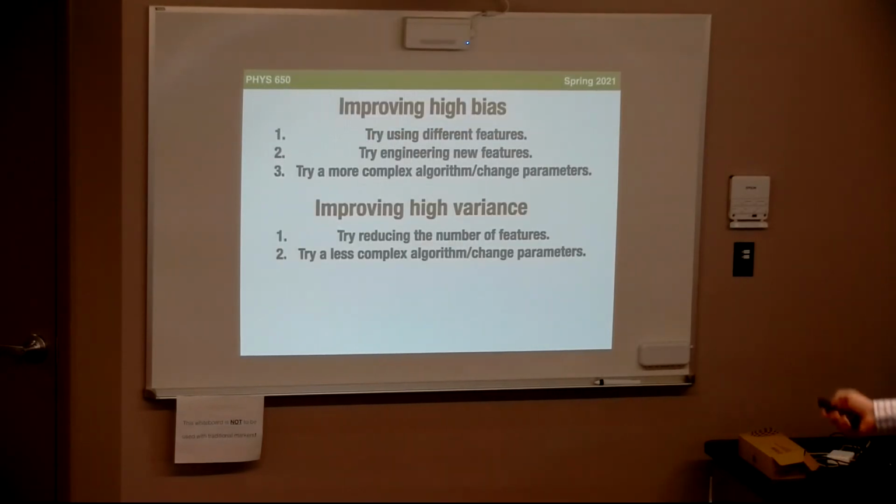So improving from high bias, try different features, try engineering new features, try more complexity. You can add complexity. There's still room. That's how you should see it. Test and training agree, like their chi-squares agree, their recall and their precision agree, but they're not great. But so you can say, well, I can add more features. I can add more information. I can add more complexity.